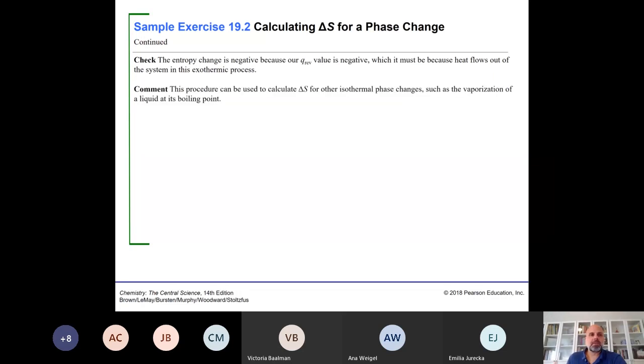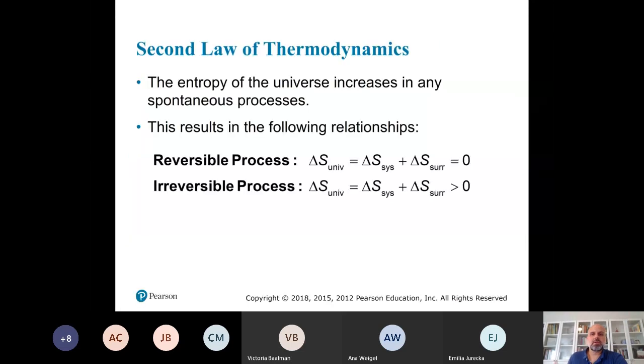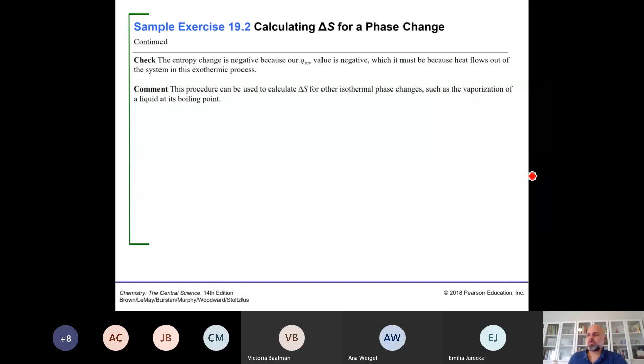The comment: the procedure can be used to calculate delta S for other isothermal phase changes, such as the vaporization of a liquid at its boiling point, right? So instead of using delta H of fusion, we could use delta H of vaporization. We could do the exact same thing and talk about vaporization or condensation as well. All right. So let's work through another sample problem. Quick here.